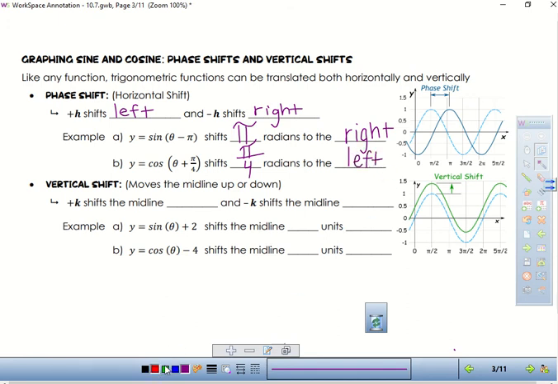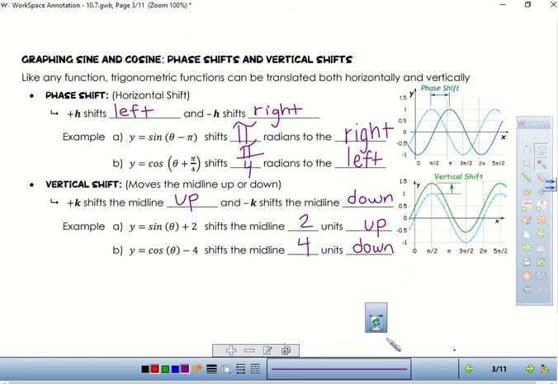And then we have K, which shifts the midline up and down. So with a vertical shift, it's exactly as you expect. A negative goes down, a positive goes up. So in this case, this one shifts it 2 units up. So this function will shift 2 units up. What about the next one? It shifts it 4 units down. Good, 4 units down.